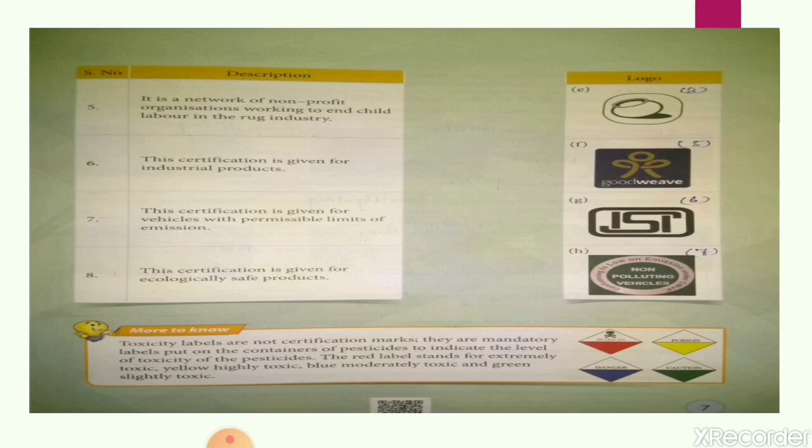Now you can see in "More to Know", toxicity labels are not certification marks. They are mandatory labels you can put on the containers of pesticides to indicate the level of toxicity of the pesticide. So I think you all have seen such type of marks, toxicity marks, on the mosquito coil. You will find it there, or on other chemical products that we use for cleaning purposes in our home. So red label marks stand for extremely toxic, yellow for highly toxic, blue for moderately toxic, and green for slightly toxic.